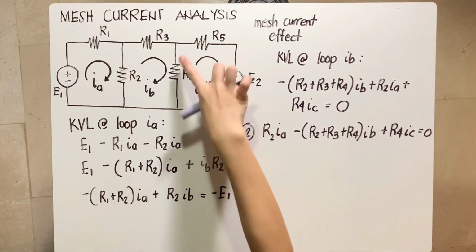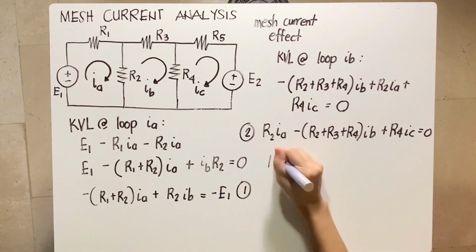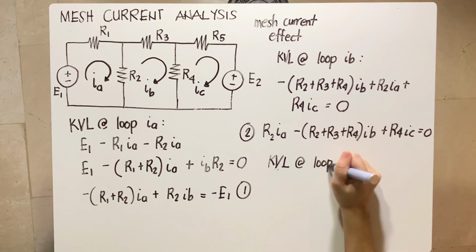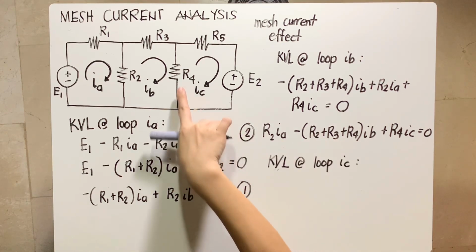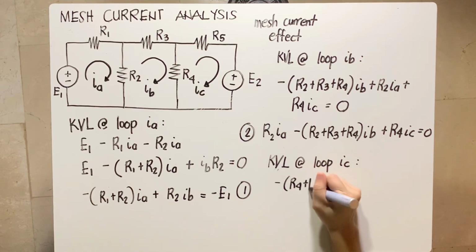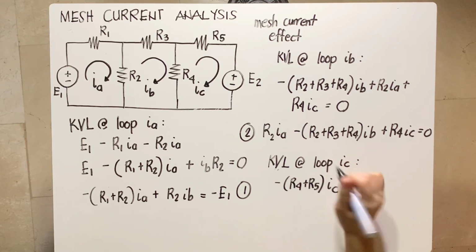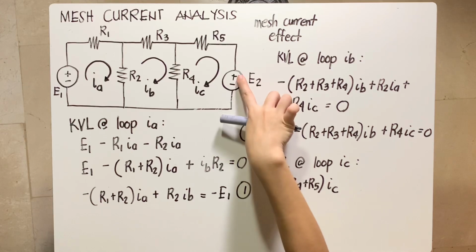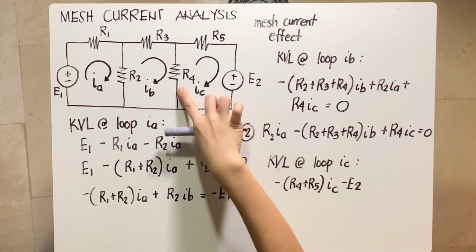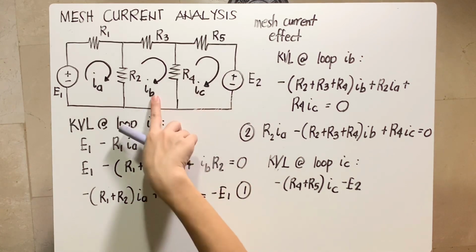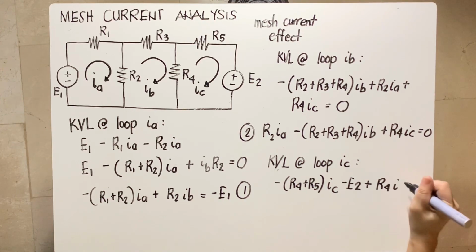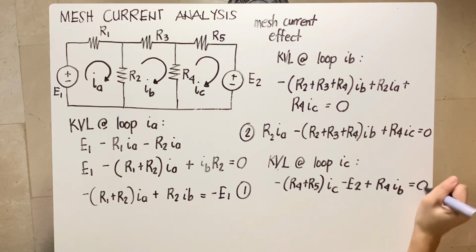After that, maglulup na tayo dito sa patatlo. So, we're going to do KVL at loop IC. So, we have here negative sum of all resistances sa loob, R4 plus R5, multiplied by mesh current sa loob. Tapos, pasok tayo sa positive, labas tayo sa negative terminal ng voltage. We have negative E sub 2. Tapos na ako sa loop ko, pero meron akong mesh current effect because R4 is affected by IB. So, magkakaroon ako dito ng plus R4 times mesh current IB. And then, equate that to 0.